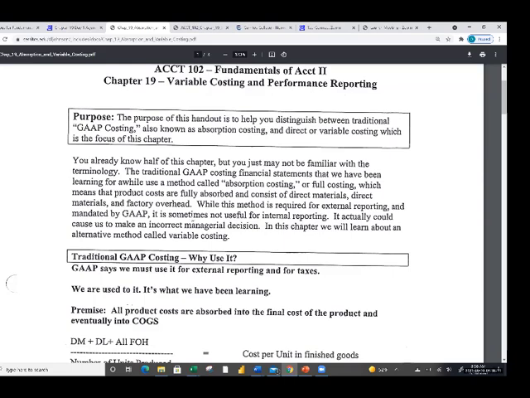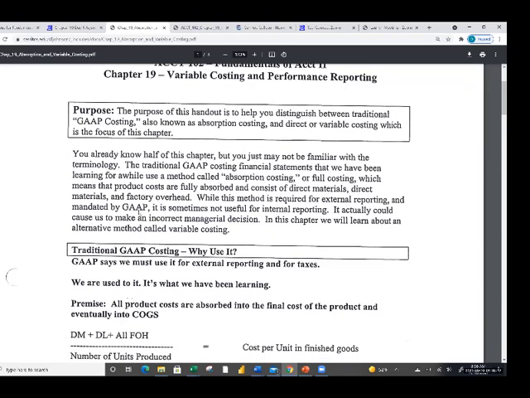But sometimes, although it's great for external users, it's not that great for making internal decisions. In fact, you'll see on the last question we do today, that could actually cause us to make an incorrect managerial decision. And you'll see that in our last exercise. So I'd probably write down in my notes, go take a look at that last exercise when we're done with today's lecture and see how if we used GAAP costing, we'd actually be turning down business which is profitable for us.